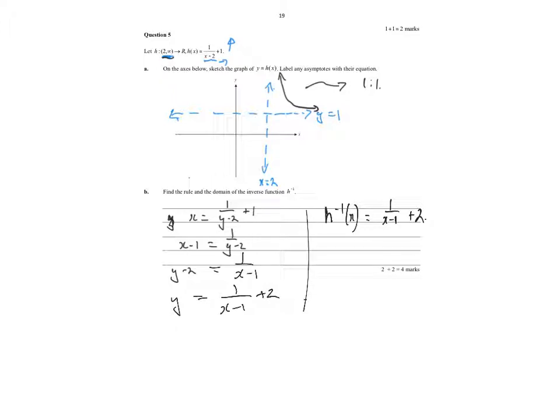Quick check, find the rule and the domain of the inverse. So we need the range of the original. So the domain of this graph. Now let's have a think about it, because the original graph was restricted, wasn't it? Domain of h inverse of x is equal to the range of the original. The range of that graph is from 1 to infinity. So we'll give the domain here is just that section of the graph, 1 to infinity. Well, good.